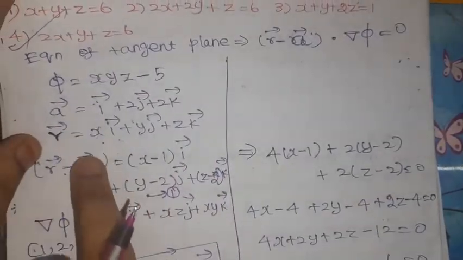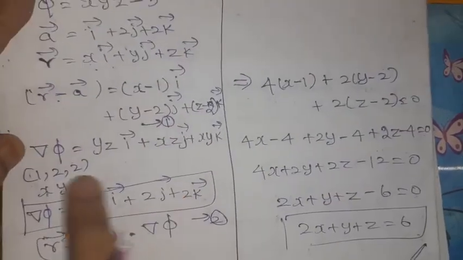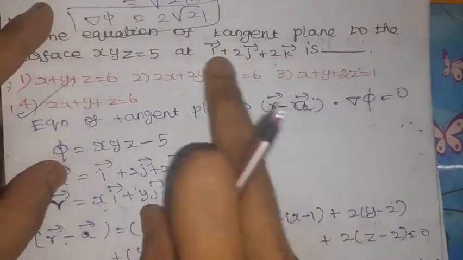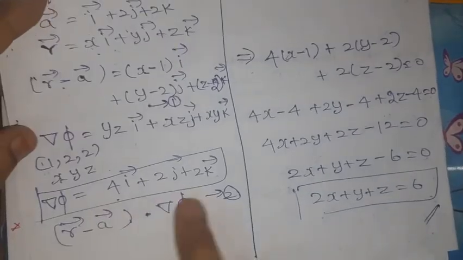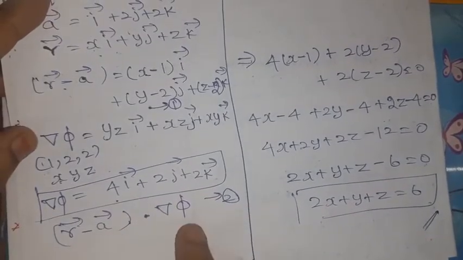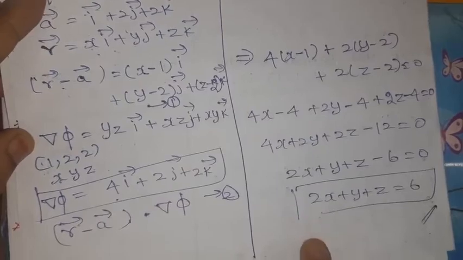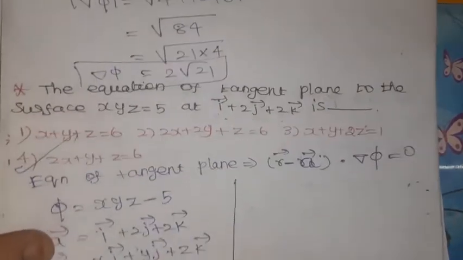Then r minus a vector. So r minus a vector, and del phi at the given point. The point is (1, 2, 2). Substitute and find out. Then do the dot product. We can simplify and solve the equation, okay.